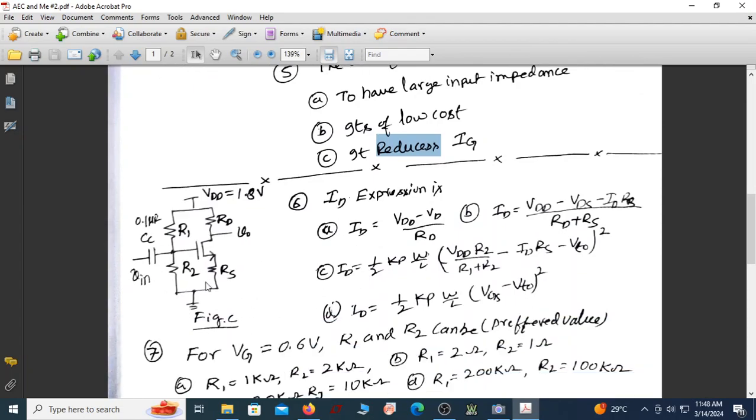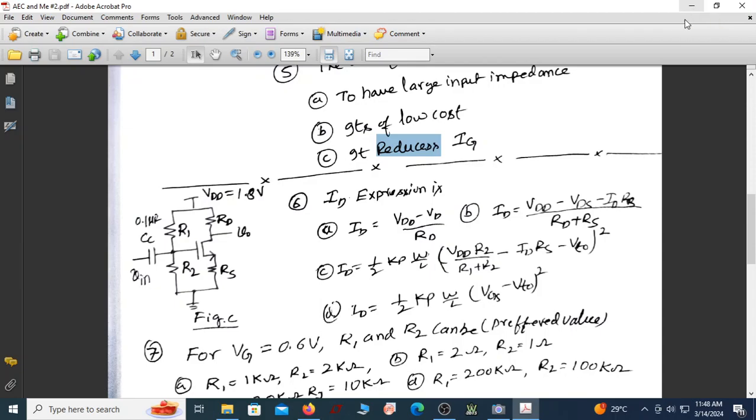Next, coming to this question, we are asked to get the expression for ID. So is ID equal to VD minus this voltage, by RD? This is true electrically to know the value of ID, but this expression will not decide the value of ID. Meaning, if you change the value of RD, ID will not change. Again, this equation is also not correct. Meaning, this RD and RS will not decide the value of ID flowing through this.